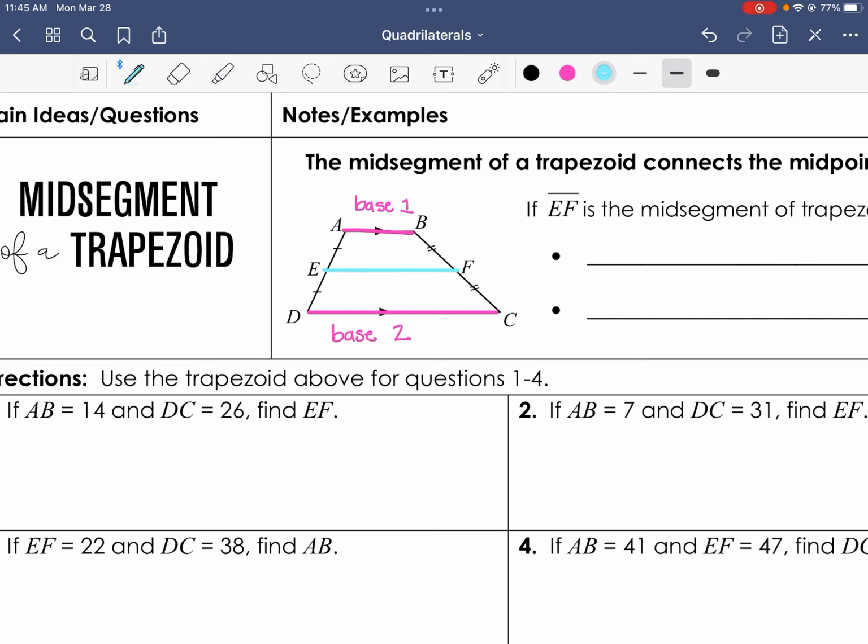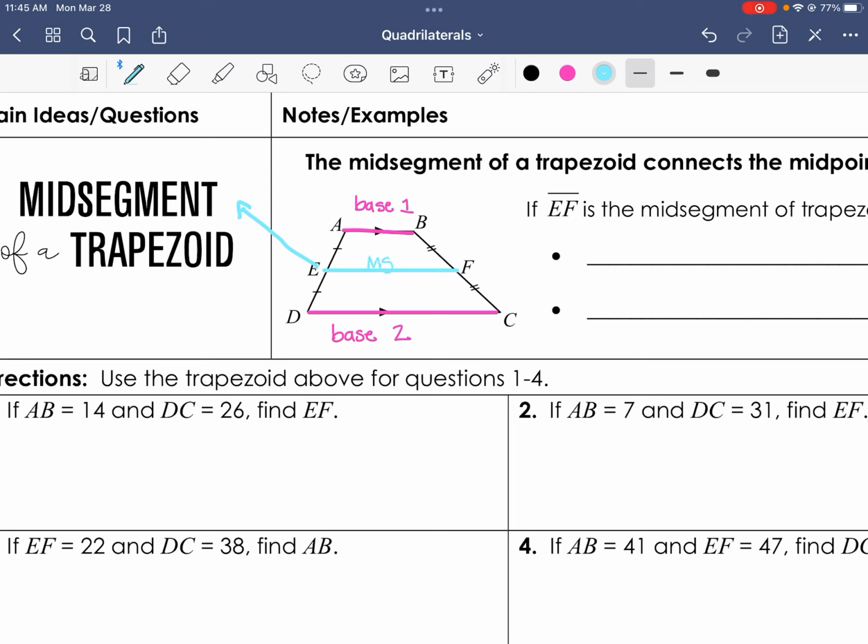Our mid-segment is this middle line right here. And mid obviously means middle. That means that EF is cutting our trapezoid exactly in half. So if we were to fold it up like a book, the ends would meet perfectly. So you could either write mid-segment or you can just draw a little arrow like me.